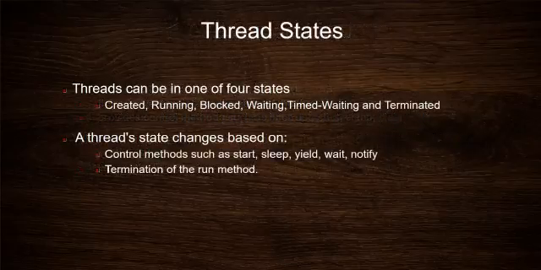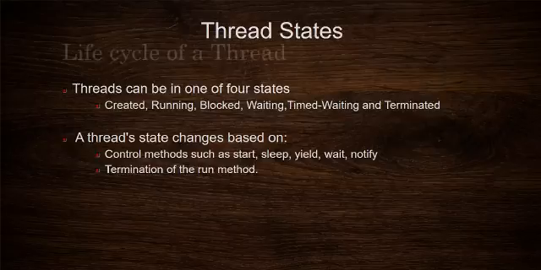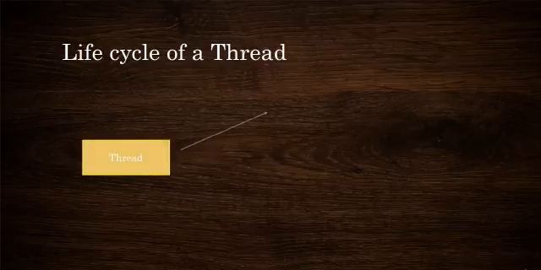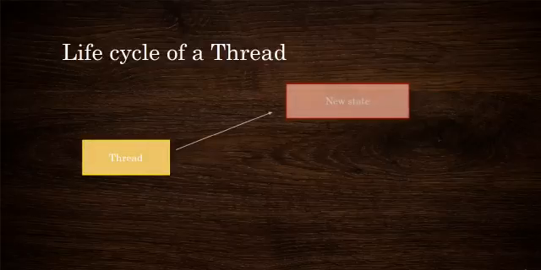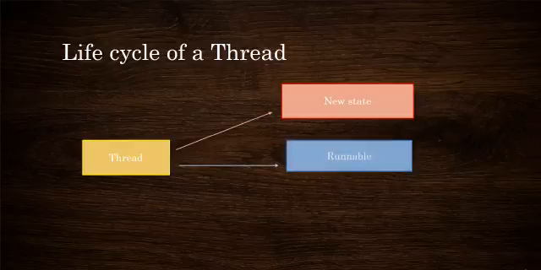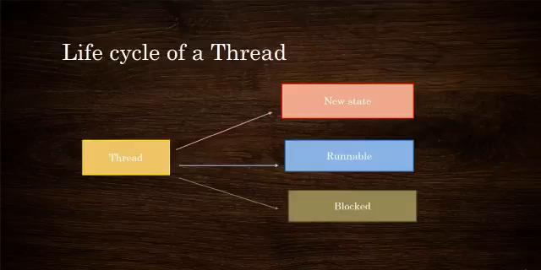Thread states. A thread can be in one of the following states. So let us see what those are. New: a thread that has not yet started comes into the new state. Runnable: a thread executing in the Java virtual machine comes into the runnable state. Blocked: a thread that is blocked waiting for a monitor lock comes into the blocked state.